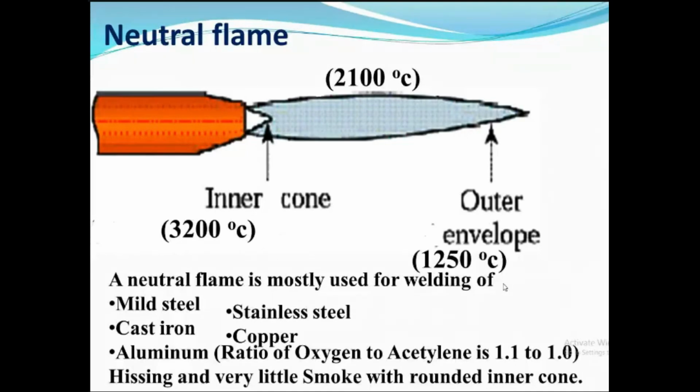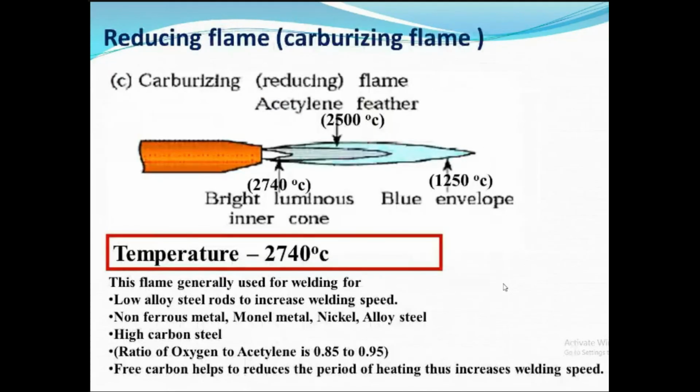The ratio of oxygen to acetylene is 1.1 to 1.0, with a hissing sound and very little smoke, with a rounded inner core. That is your natural or neutral flame. The second one is your reducing flame, which is called the carburizing flame.